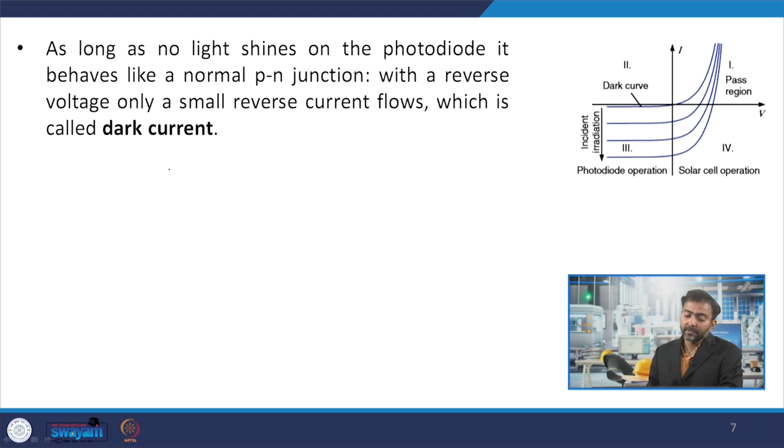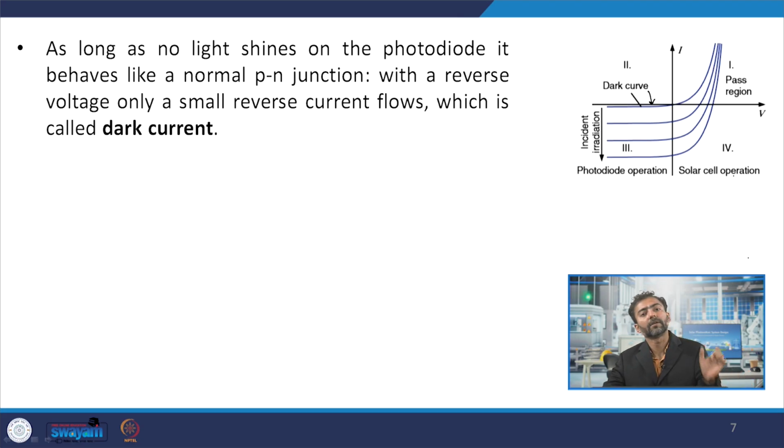As long as no light shines on the photodiode, it behaves like a normal PN junction with a reverse voltage, and only a small reverse current flows, which is called the dark current. So, the topmost graph here, where the dark curve is indicated, is exactly the same graph as a diode, because a photodiode is essentially just a diode.